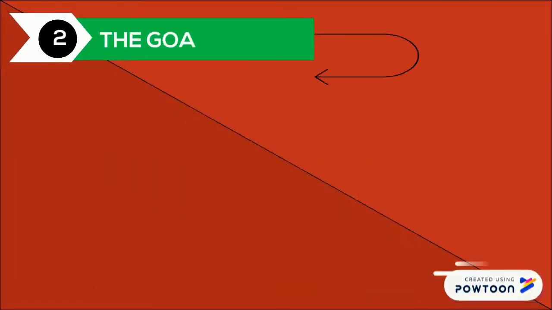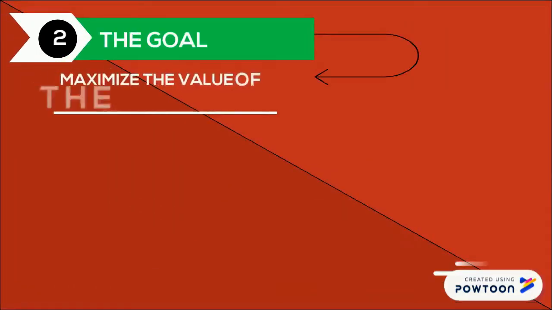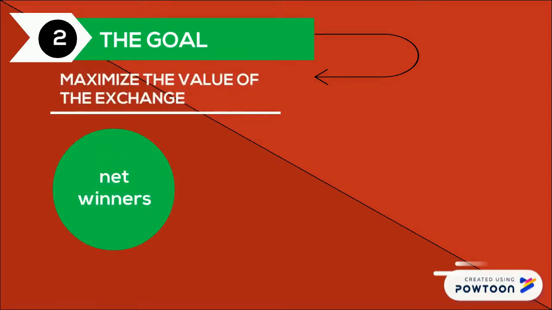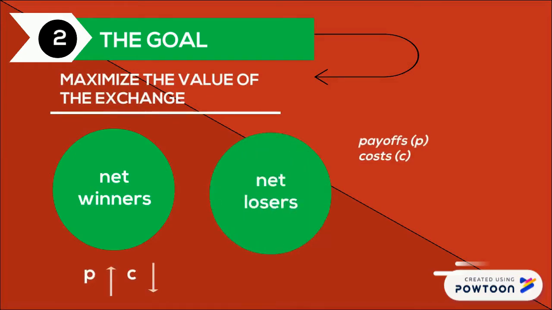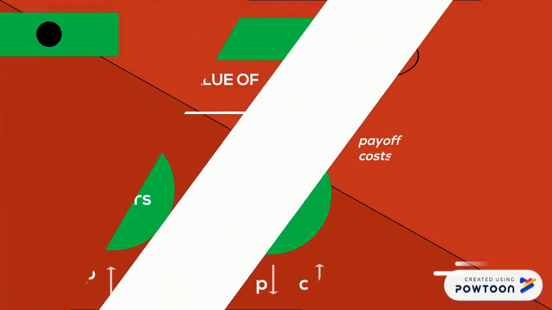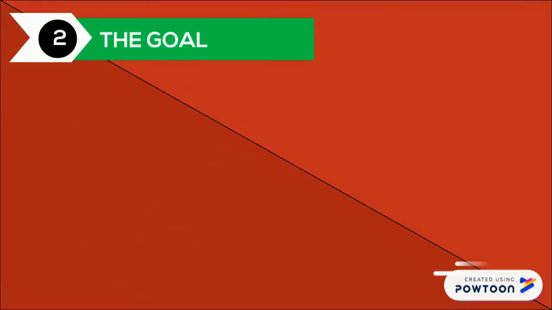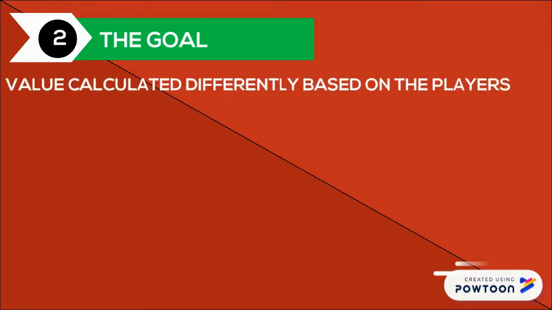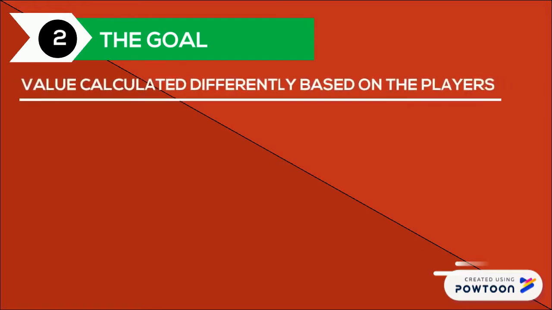The general goal of the players is to maximize the value of the exchange for themselves. The net winners have negotiated resource exchanges so well that their payoffs have greater value than their cost, while the net losers are the players who give up resources more than what they received in return. However, we must remember that the goal of the game is calculated differently based on the players.